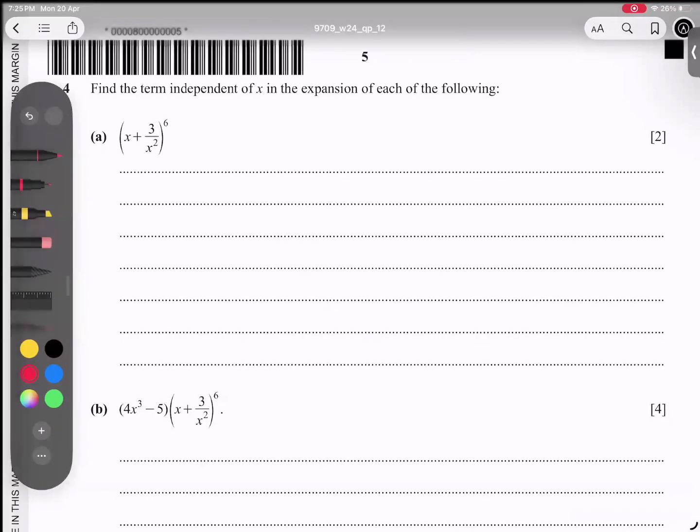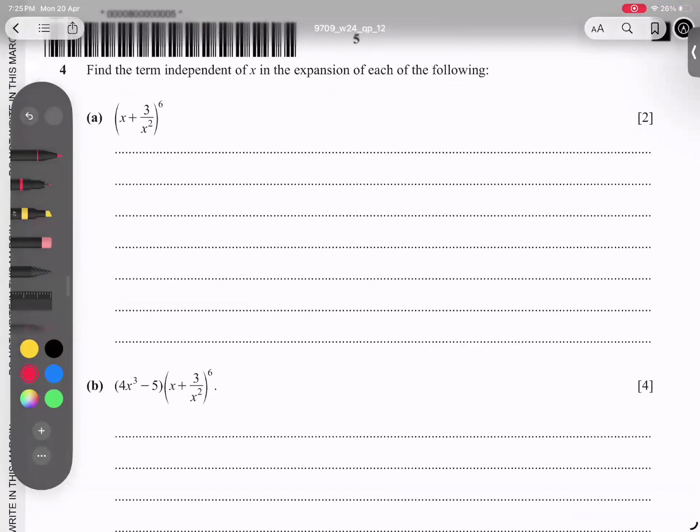Question number 4, students, we have to find the term independent of x. What does term independent of x mean? It means when x to the power 0 comes. So how to do this one? There are two brackets, and 6C0, 6C1, 6C2 most probably come here. So here x, here 3 by x squared.